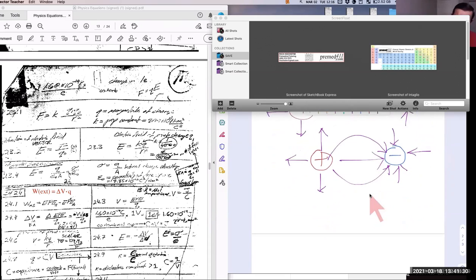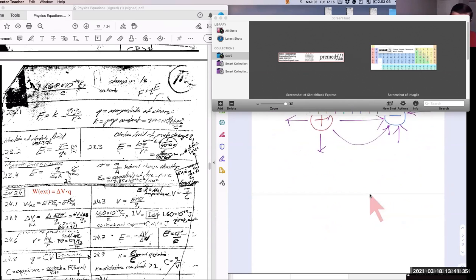Now, what would happen if we did something like this? Suppose we put a negative here and a negative here. We could pretty much guess that we're going to get the same here, like that, and then the same here, like that. But in the middle, these lines are going to avoid each other because negative isn't going to work the way positive does.